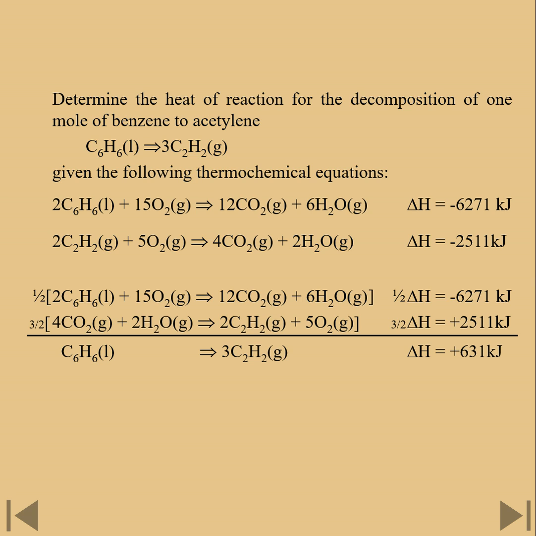I would also point out, when we were doing this, I wasn't looking at the oxygens, the carbon dioxides, or the waters. They weren't part of the original equation. So I was just concentrating on benzene and acetylene. And I recommend you do so too.